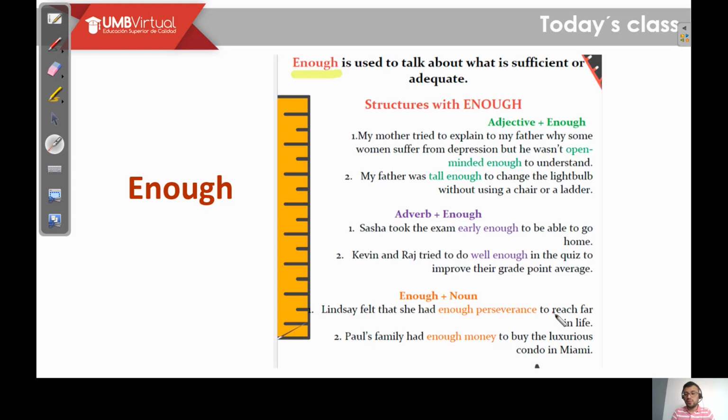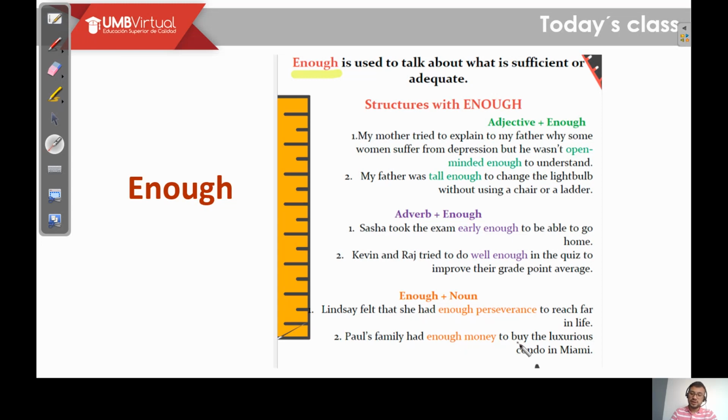For example, perseverance. Perseverance is a noun, it's not an action. It's kind of, I don't know how to say it. It's related to something, algo, no necesariamente alguien. ¿Sí? Eso es lo que quiero decir. Un sujeto en una oración no necesariamente tiene que ser una persona. Lindsay felt that she had enough perseverance to reach far in life. ¿Sí? Tenía perseverancia suficiente para llegar lejos en la vida.